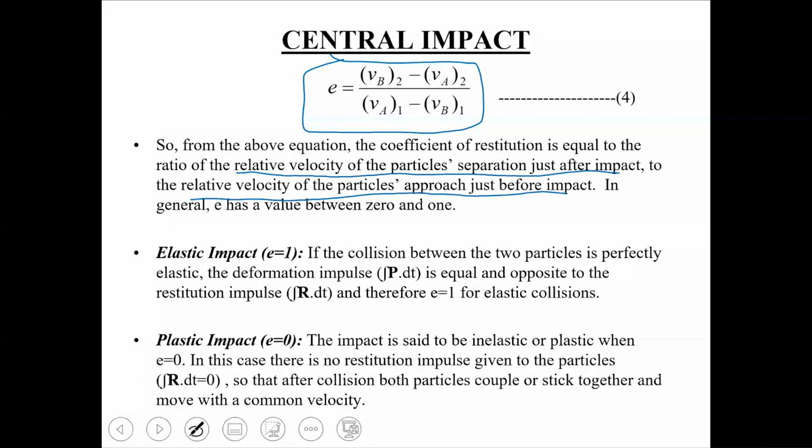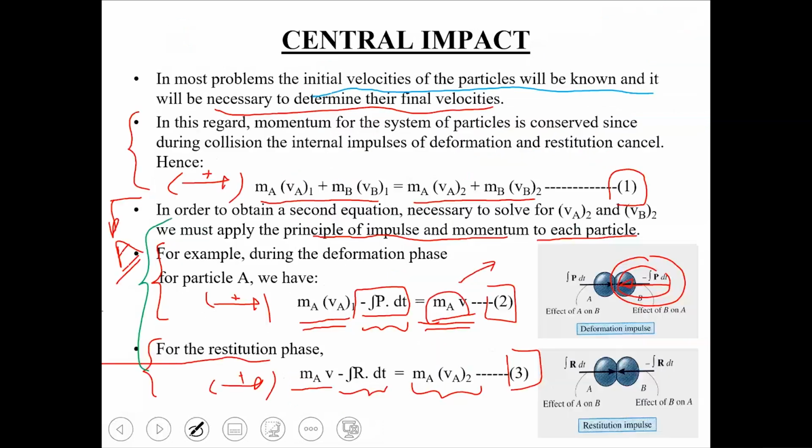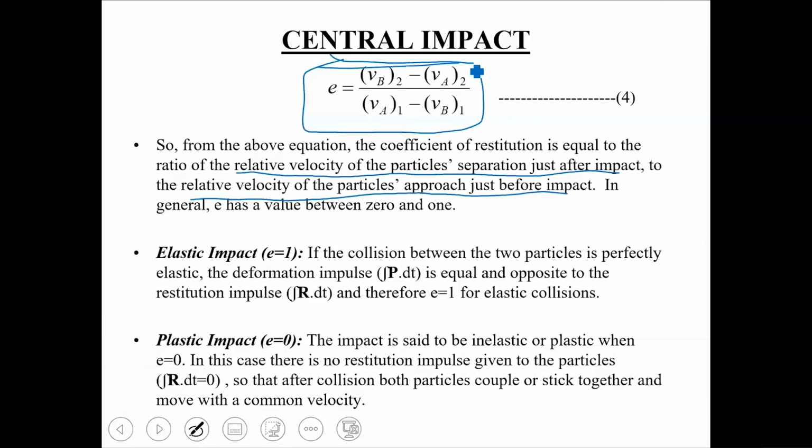तो आपके पास एक second equation जो है, अब आपके पास दो इक्वेशन आ गई. वन इक्वेशन इज दिस वन जो कि आपको कंजर्वेशन ऑफ मोमेंटम से मिली थी इन टर्म्स ऑफ VA2 एंड VB2. द अदर इक्वेशन इज दिस वन जो कि आपको कोएफिशिएंट ऑफ रेस्टिट्यूशन से मिली है इन टर्म्स ऑफ VB2 एंड VA2. यू सॉल्व दीज टू इक्वेशंस simultaneously in order to get the values of VA2 and VB2. So इन दोनों इक्वेशंस को जब आप simultaneously solve करेंगे, you can get the values of the final velocities of these two particles just after collision.